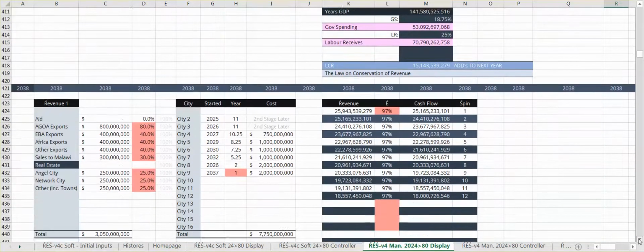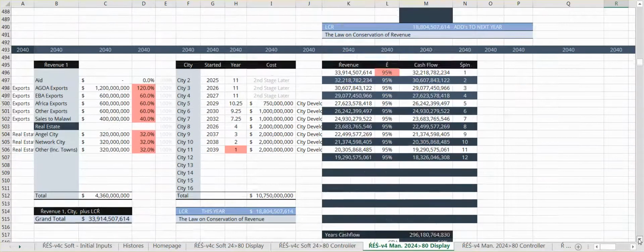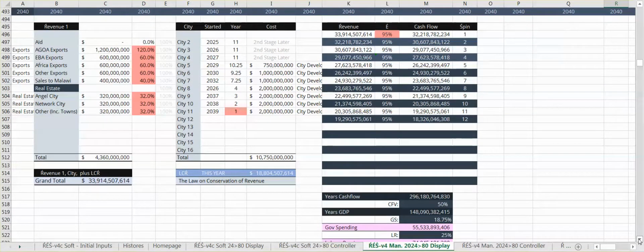In 2040, let's get there. In 2040, spin is down to 12 and E is down to 95 and cash flow is 298, having increased each year. Exports are a modest 3.4 billion. That would be this. Real estate sales are just below 1 billion. That is this.